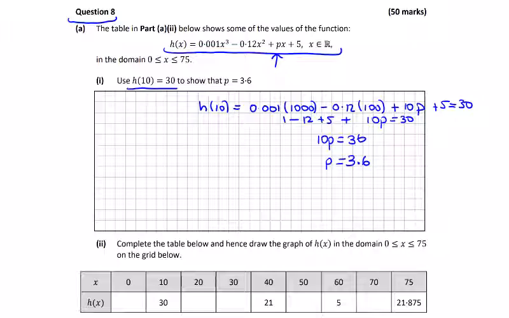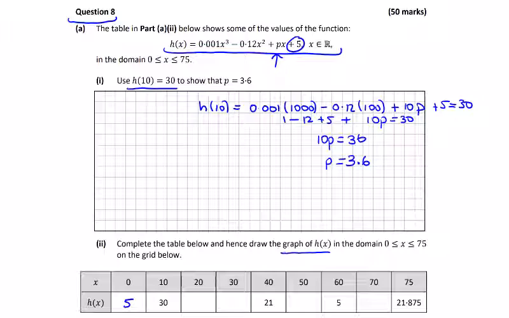Part 2 is complete the table and then draw the graph. So it's just calculator. You set your calculator up at the function and change all the values, and you should get 5 when it's equal to 0, just the constant. 30 is given, 21 is given for 40, 60 is given, and 75 is given. So it's just 4 more calculator uses.